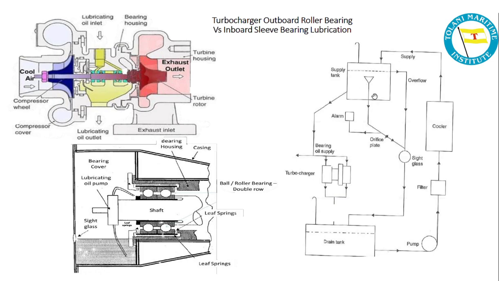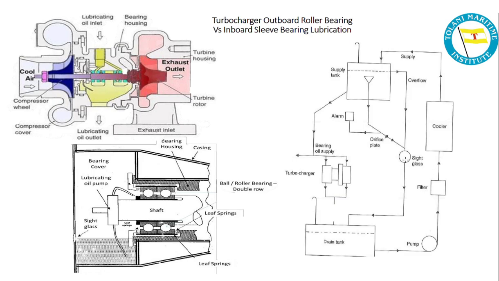Now from here you supply tank, you see. Now this supply tank, it is by means of gravity, it is going, bearing oil supply to the turbocharger, to both turbine and blower. And now from here also their drain is going back to the drain tank, so it's a closed loop system.